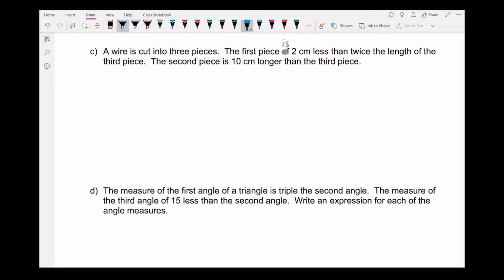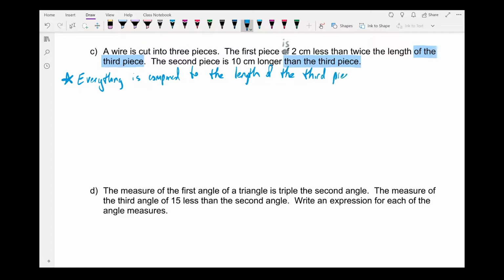What's being compared to here? Well, a wire is cut into 3 pieces. The first piece is 2 centimeters less than twice the length of the third piece. And the second piece is 10 centimeters longer than the third piece. So really what everything is being compared to is the third piece. So I'm going to write that down: everything is compared to the length of the third piece. The reason this is important is that we can make that our x, because then everything will be related to it. So let x, this mysterious number we're looking for, be the length of the third piece.